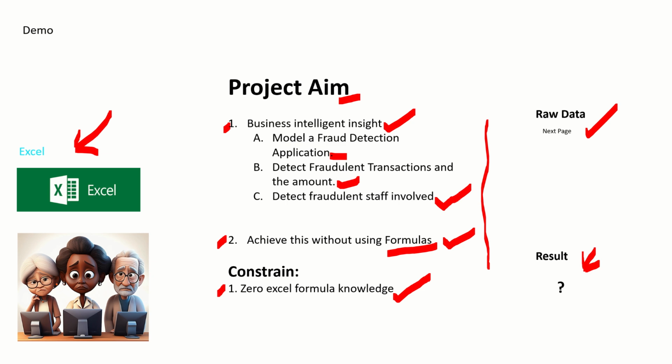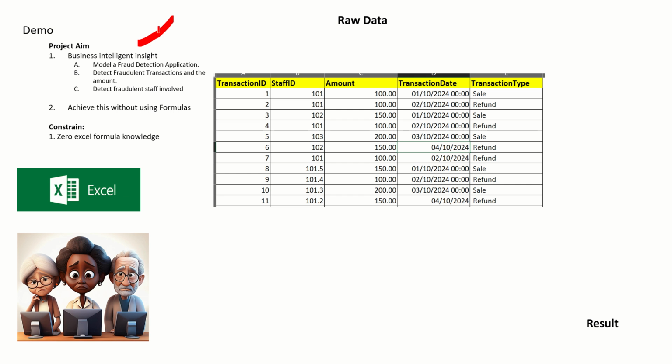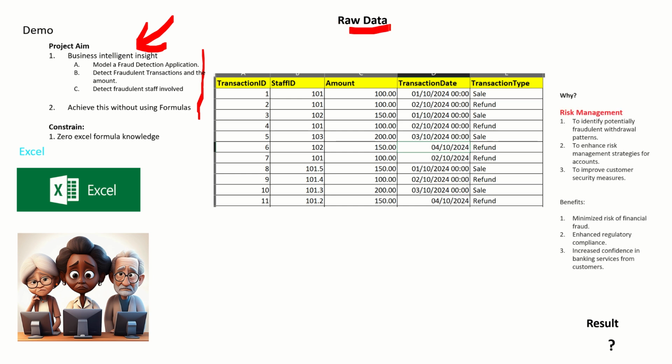So moving forward now, this is the data. I'm just going to start from my left hand side. From my left hand side, as you can see, this is the project aim, what I explained on the previous page. Let's have a look now at the data. The data is under the raw data. As you can see here, this is the data. We've got one table here. Let's see what this entails.